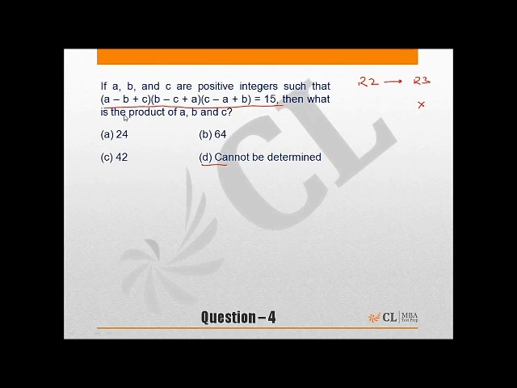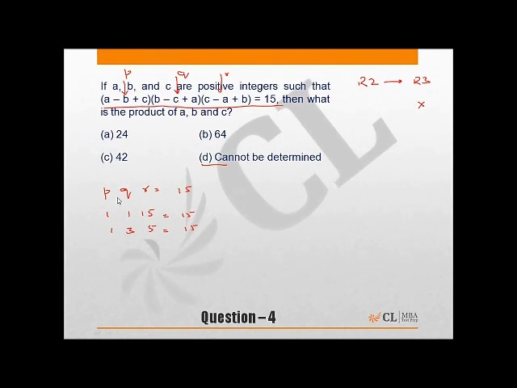So effectively I can say A minus B plus C, let me say this is P, this is Q, and this is R. Effectively we are saying P, Q, R is equal to 15. So what are the 3 numbers which can be multiplied to give us 15? It could be 1 into 1 into 15. It could be 1 into 3 into 5, equal to 15. So there are 2 cases. Any other case possible? No, because the only factors of 15 are 1, 3, 5 and 15. So these are the only 2 cases possible.